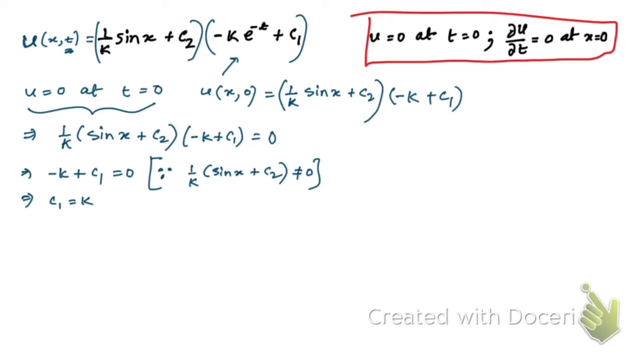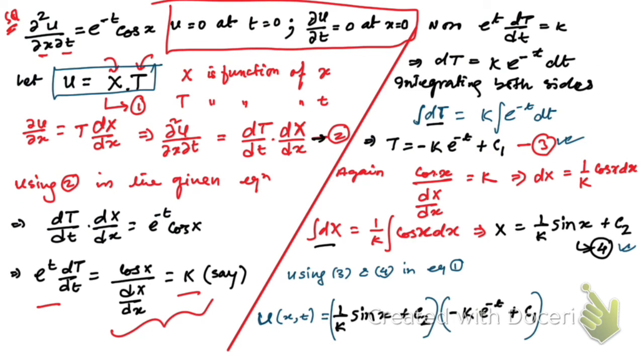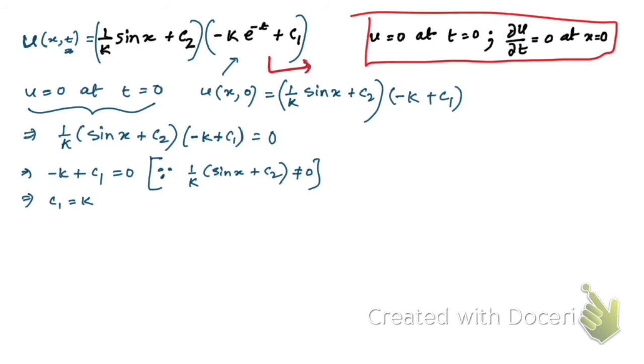Now let us differentiate this equation. What was the last equation, number 4? So let me take this equation number as 5, and now differentiating equation number 5 with respect to t, because here we have one more condition: at x equal to 0, del u by del t is equal to 0. So let's find del u by del t.